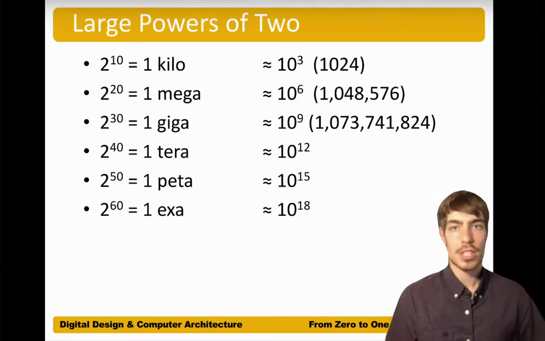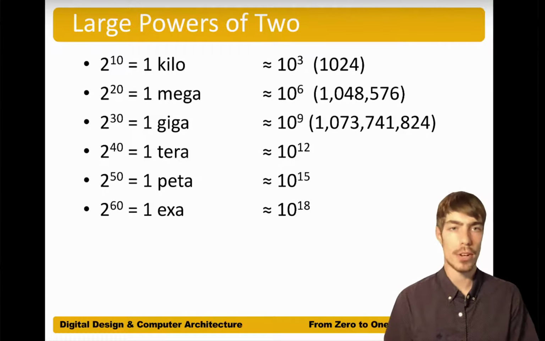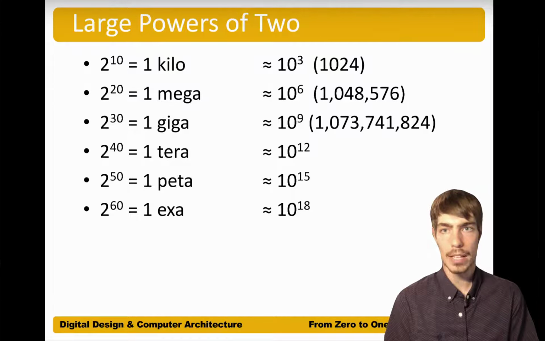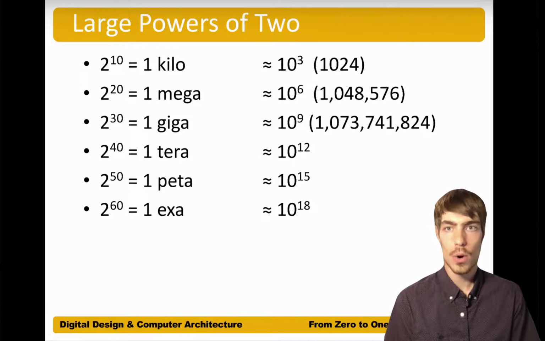It's also helpful to have a general sense of powers of 2 and what their values are in decimal, base 10. So if we look at these, 2 to the 10th power is equal to 1 kilo, 2 to the 20 is 1 mega, 2 to the 30 is 1 giga, and so on and so forth. And you can see on the left-hand side the values of the powers of 2, and on the right-hand side the powers of 10 that those are approximately equal to. So 2 to the 10, 1 kilo, is approximately 10 to the third, 2 to the 20, 1 mega, approximately 10 to the 6th, 2 to the 30, 1 giga, approximately 10 to the 9th.